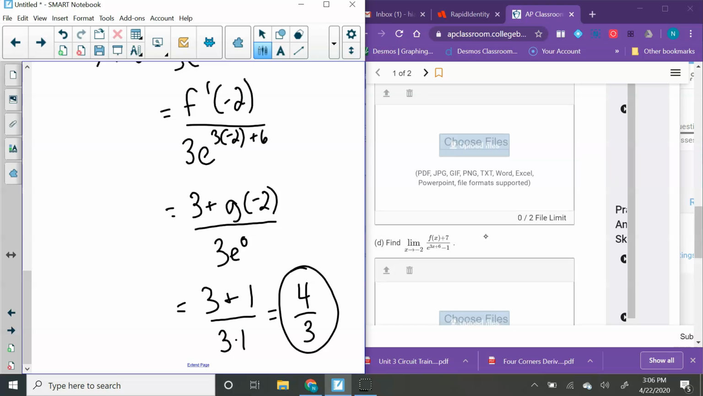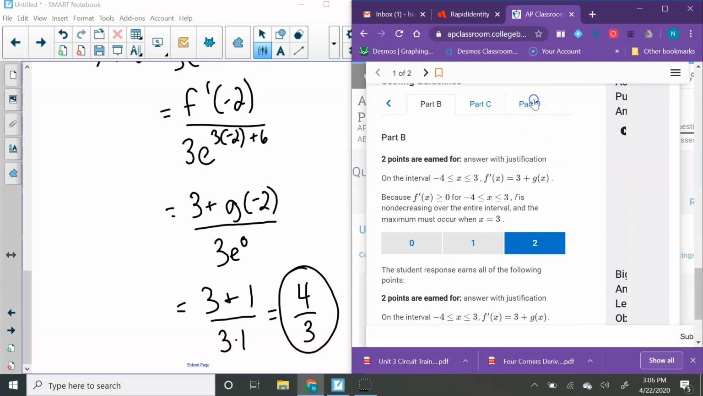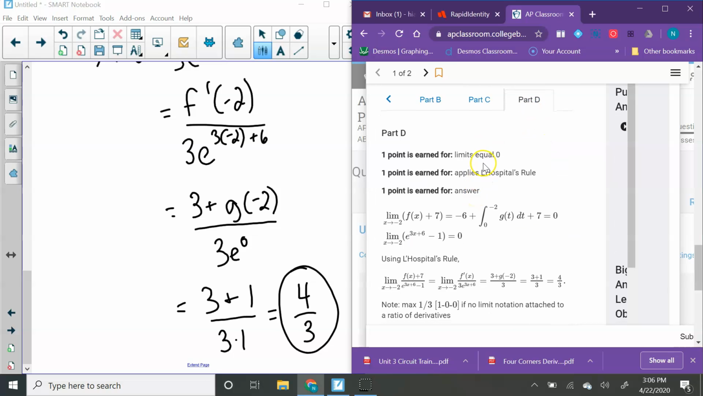So that gives us all of our parts for this one. Let's just look real quick. That part counts for 3 points. So you get a point for showing that the limits equal 0. You get a point for applying L'Hopital's rule. So that's taking the derivative of the top and the bottom.